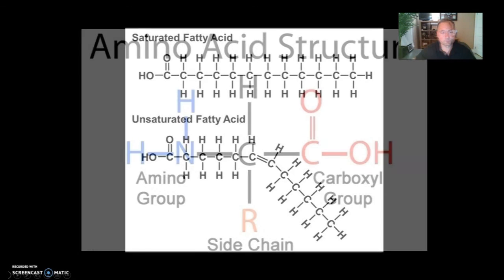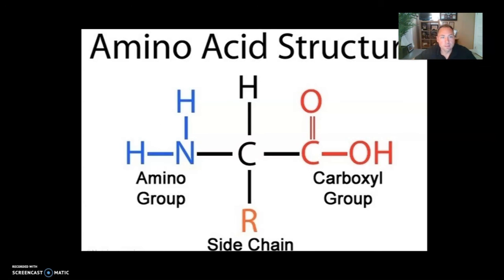Continuing on with the structures of each of the nutrients, you can see here's the amino acid structure. This is the basics of all proteins. It still has C, H, and O in there, carbon, hydrogen, oxygen. But what makes it a little different is that it does have an R, a side chain, and then an amino group that has nitrogen. So it adds a little nitrogen into its structure.